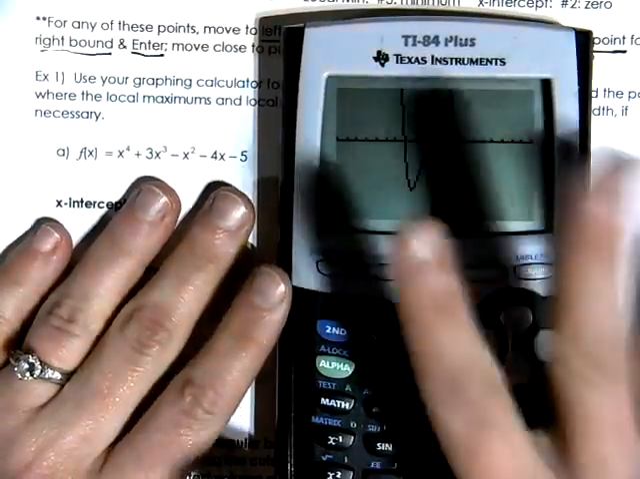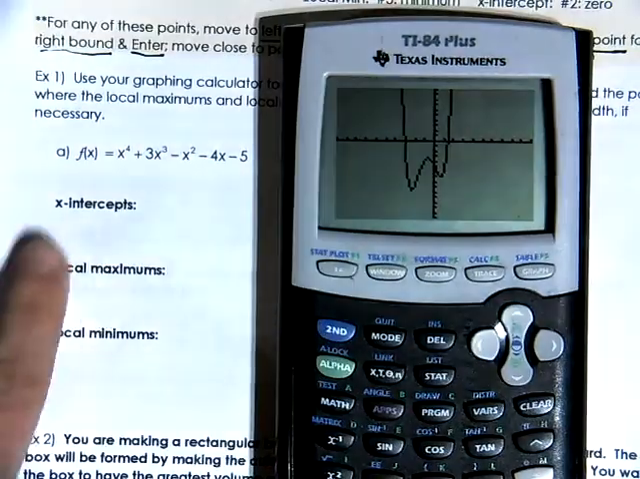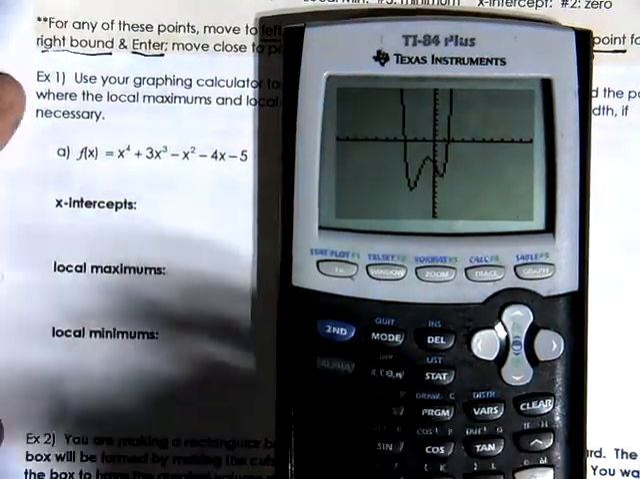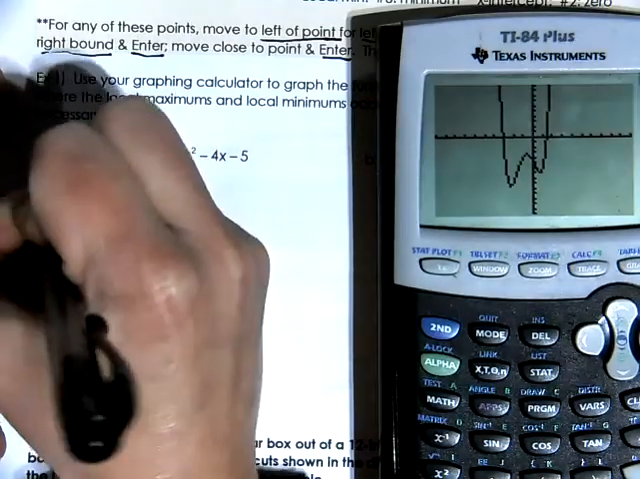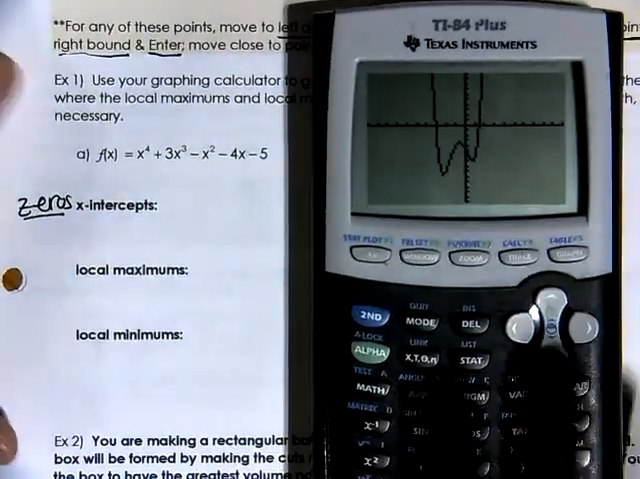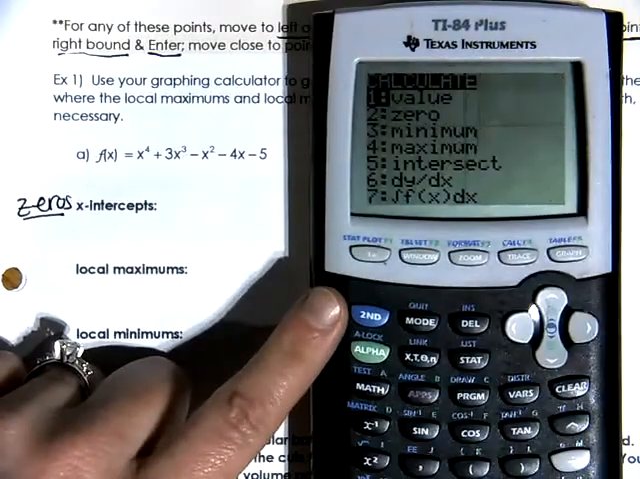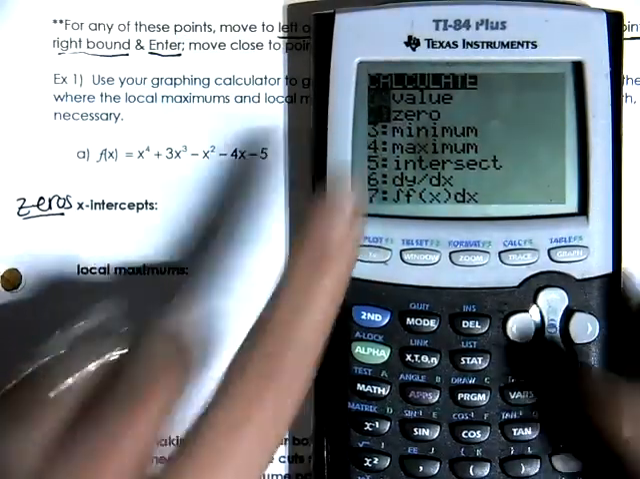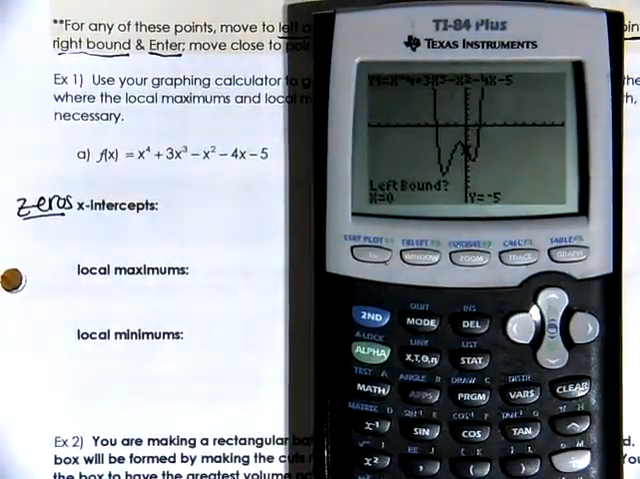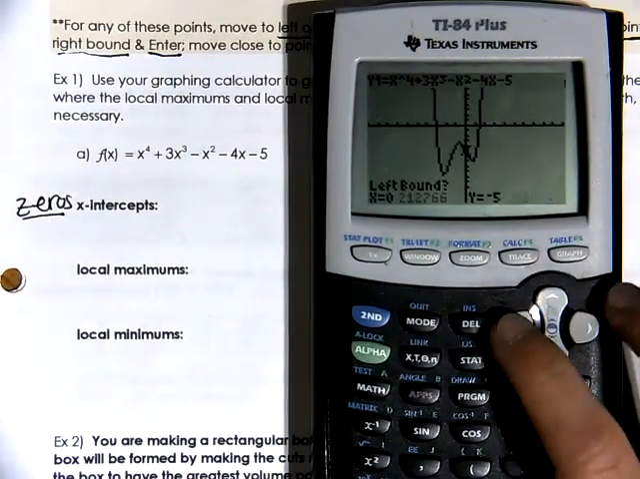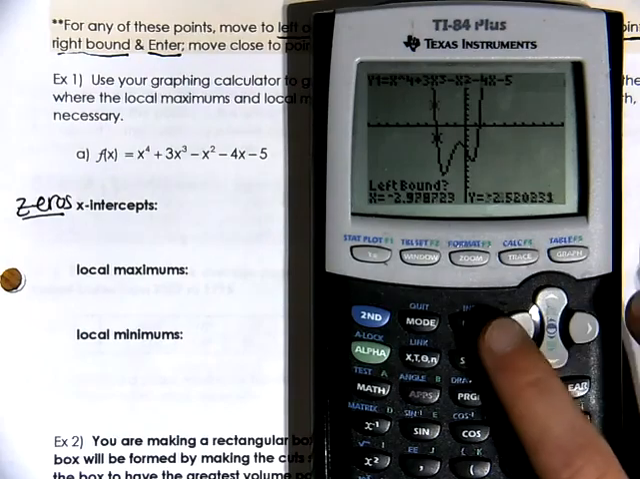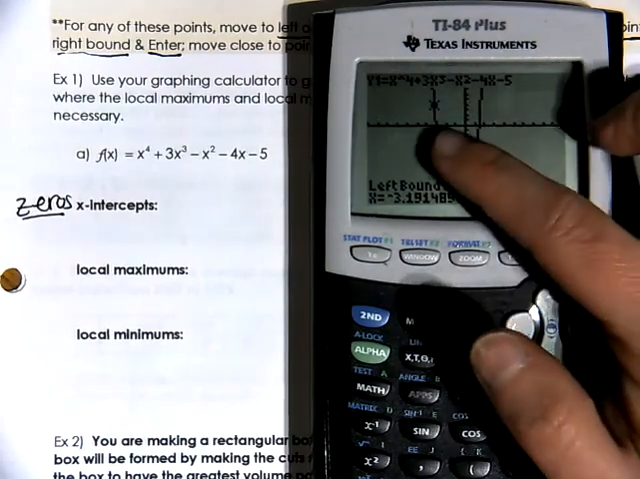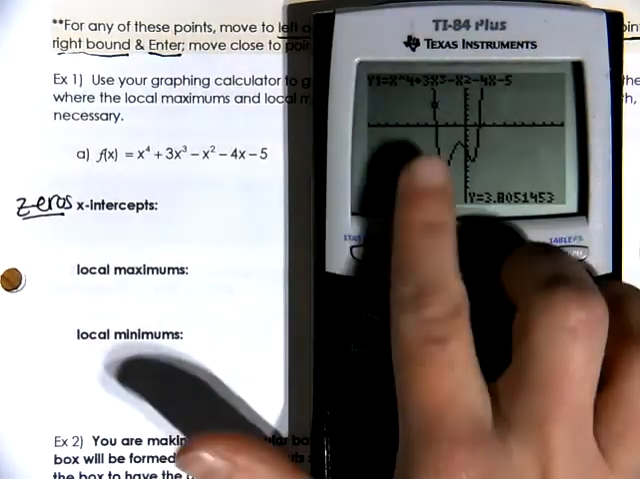All right, so now that I have my scale set up, I want to first identify x-intercepts. Remember, x-intercepts and zeros, they are related to each other. So we're going to press second trace, and we're going to go to where it says 0. That represents where your x-intercepts are. And what I'm going to do is move my blinking cursor to just to the left. I can't quite reach my x-intercept.